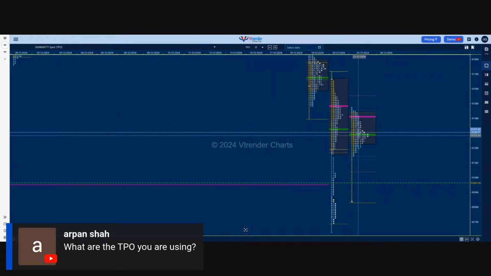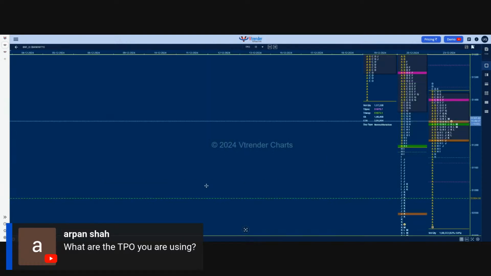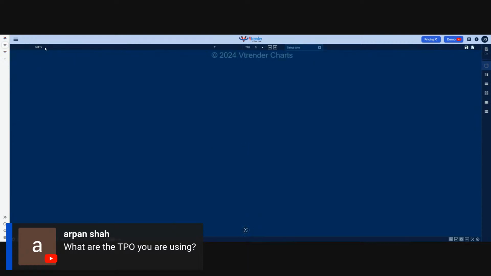So you can see how in Bank Nifty, the profile chart of Bank Nifty futures is showing us a P-shaped profile.